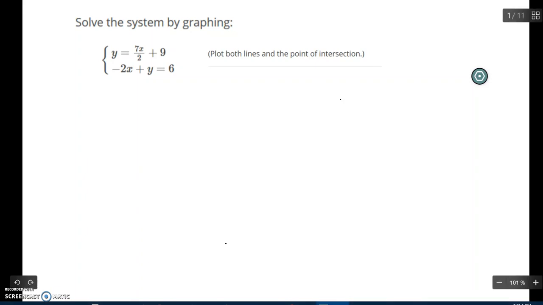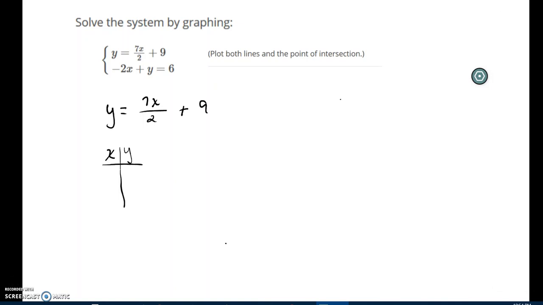Well, when the equation is already solved for y, as the first one is, y is equal to 7x divided by 2 plus 9. In this case, it's pretty easy just to plug in x values, any x value we want, and find the y value that goes with it. We just have to choose our x values carefully so that the numbers are easy to work with.